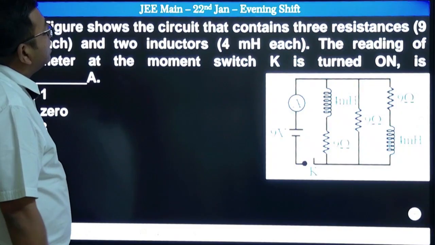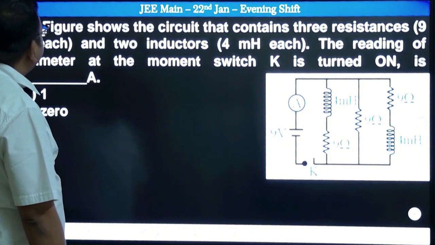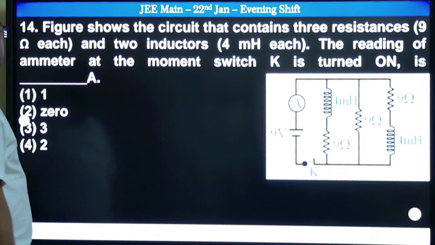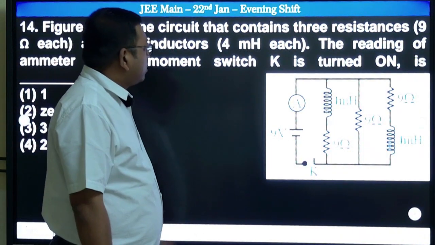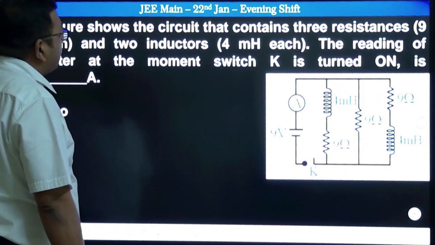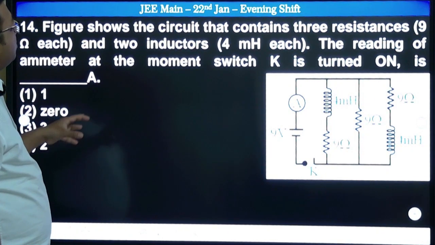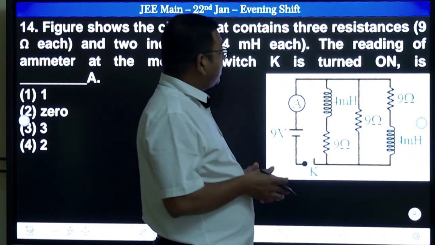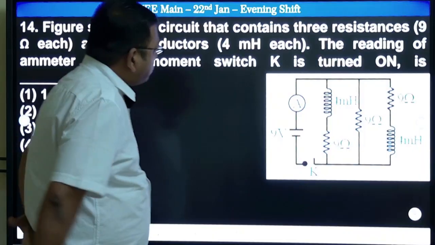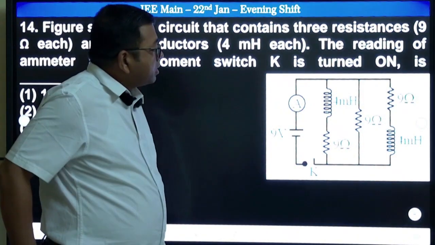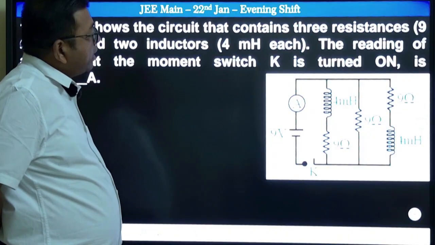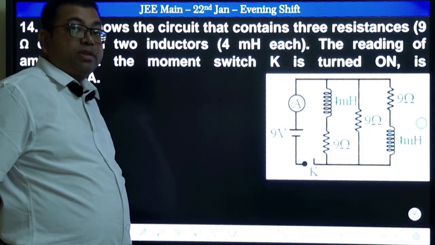Figure shows the circuit that contains three resistances, 9 ohm each, and two inductors, like this. The reading of the ammeter at the moment the switch key is turned on. Where is the switch? This switch is turned on. They are asking the reading of the ammeter at the moment you turn the switch on. That means what will be the current flowing through this. So we should know the inductor circuit, what happens initially when you press it, how it behaves. This fact we should know.